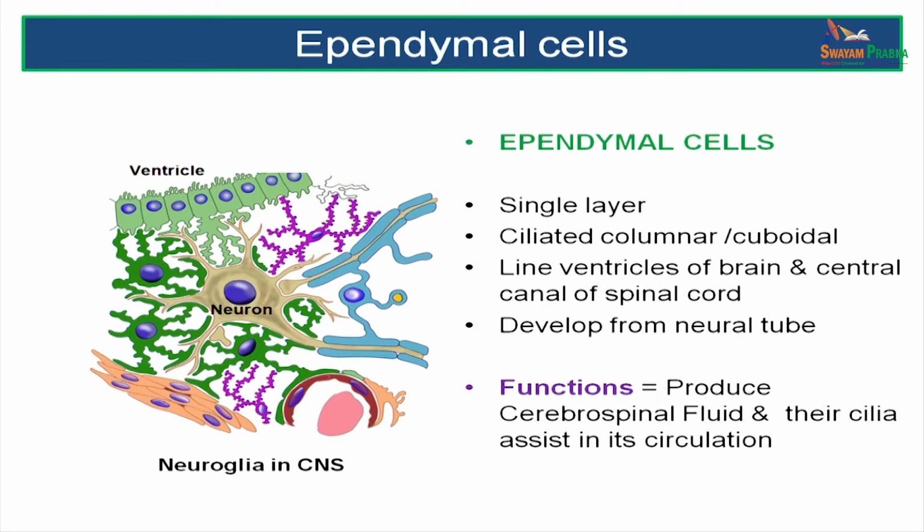The first cell we'd like to talk about is the ependymal cell. This ependymal cell lines the ventricles of the brain. You may have heard about fluid-filled cavities within the cerebrum and cerebellum. These are called the ventricles, and ependymal cells line these ventricles. In this diagram here, you can see a layer of columnar or tall cuboidal cells which line the cavity called the ventricle. These cells develop from the neural tube and their function is to produce the cerebrospinal fluid. They have cilia on their surface and these cilia help in the circulation of this CSF.